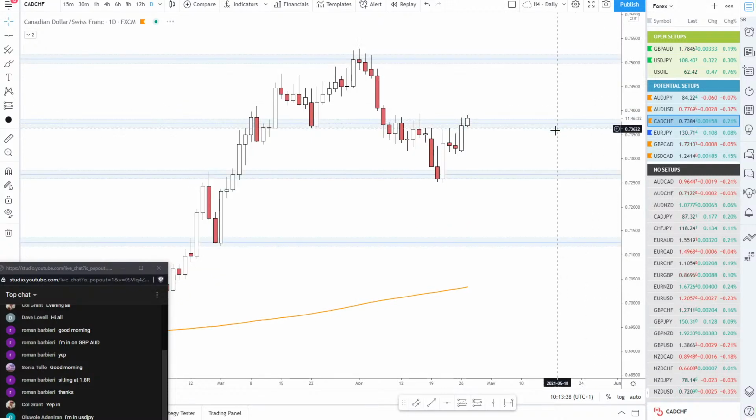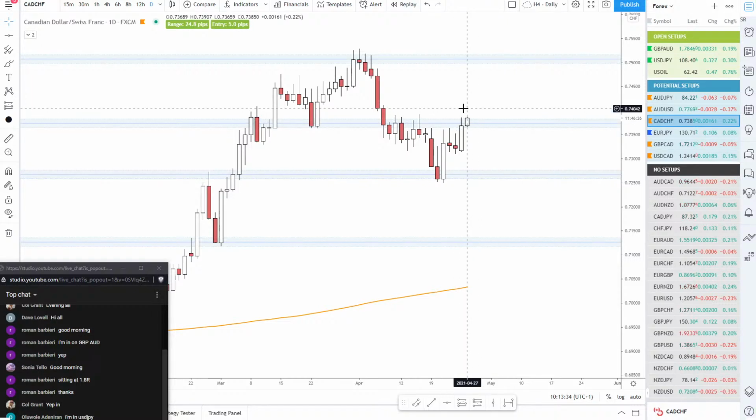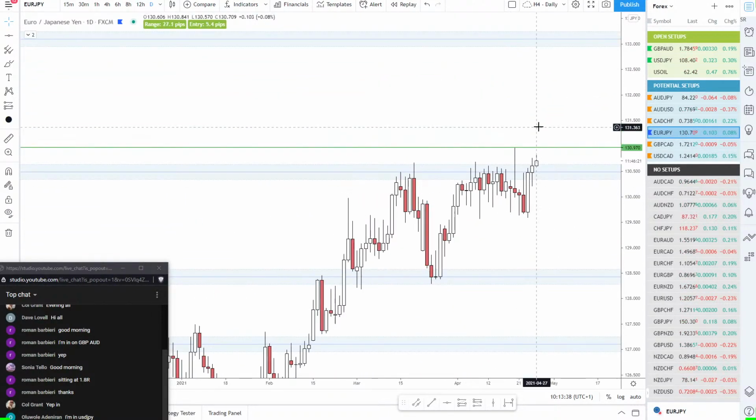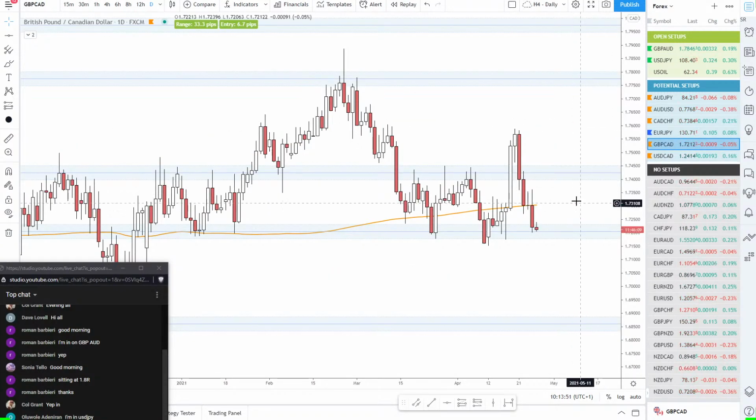I'm sure some of you did have it a bit lower than I did, and you might already be in. CADCHF, we're just looking for a potential reversal from this resistance area. This one's a bit of a long shot, but it could stall out here, so let's just see if it does. EURJPY, we're still looking for that breakout that we've been looking for weeks. It just never really gives us the trade. So now we want to see it break above the 130.97 and close above it before entering.